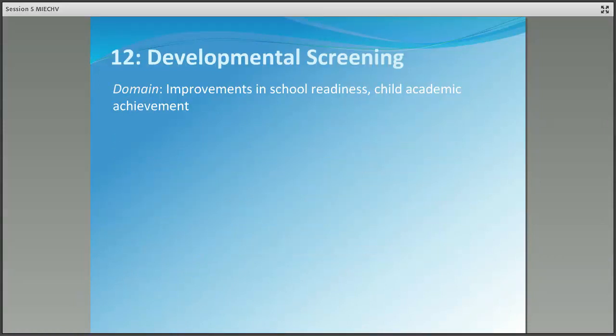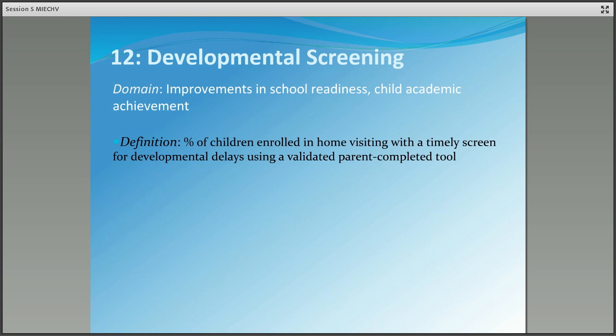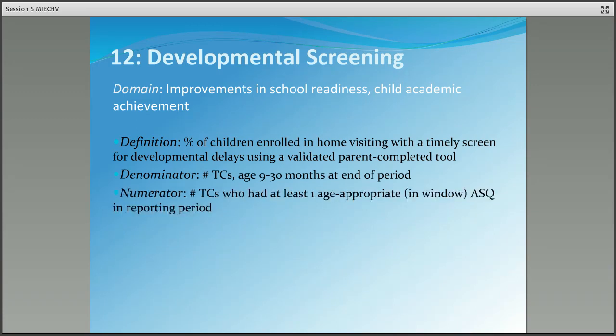Number 12 looks at developmental screening. This is the percent of children enrolled in home visiting with a timely screen for developmental delays using a validated parent-completed tool. Our denominator is the number of target children aged 9 to 30 months at the end of the period. Our numerator is the number of TCs who had at least one age-appropriate, so in-window, ASQ in the reporting period.